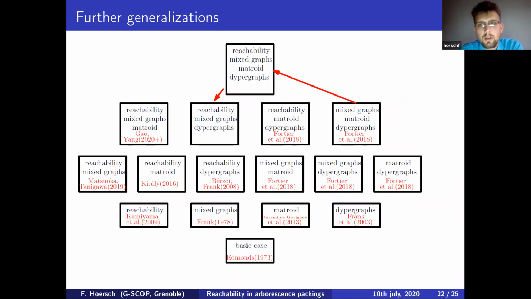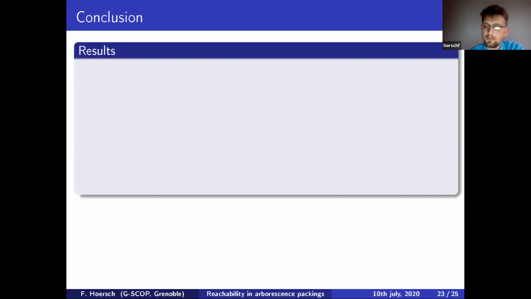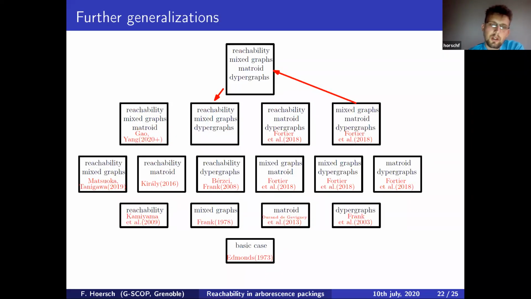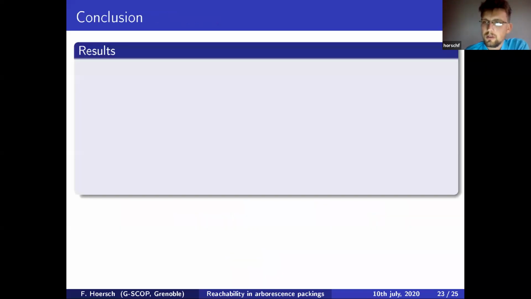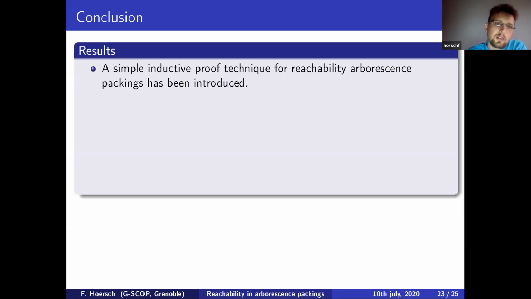Okay. Yeah, and all of these proofs are algorithmic. Of course, in the matroid case, you need to be provided with a matroid oracle. So I'll conclude here. What we have obtained is a new proof technique that allows to add reachability in several of these settings. Okay.